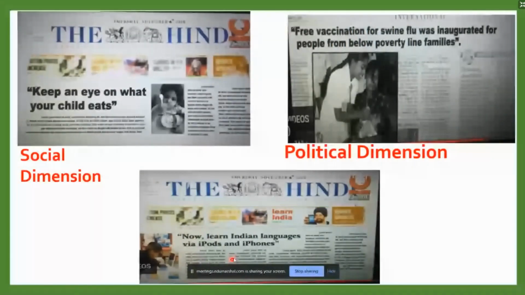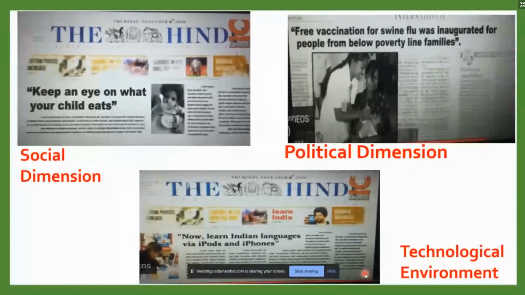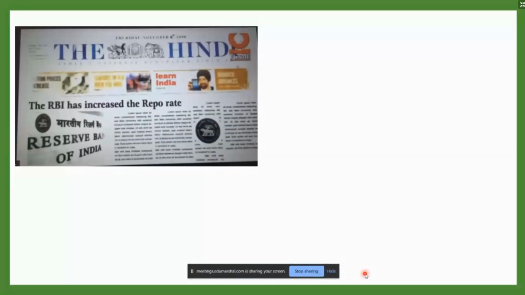Now, learn Indian languages via iPods and iPhones. So the technology is changing. The language can be learned from iPods and iPhones. So this will be the technological environment. A little bit more guesses to be made. Let's see.